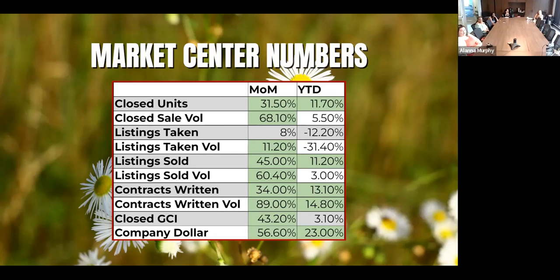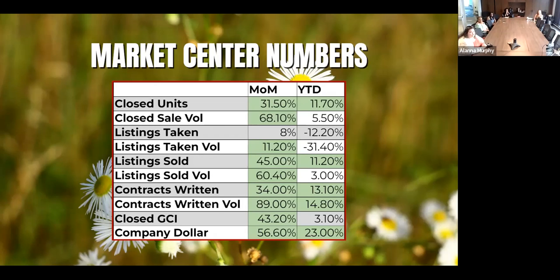Listings sold volume are up 60.4%. I love those numbers. That's crazy. Year to date, up 3%. Contracts written up 34%, so not quite as high, but we're still in the green, which is awesome. Year to date, up 13.1%. Contracts written volume up 89%. Wow. Year to date, 14.8% up.